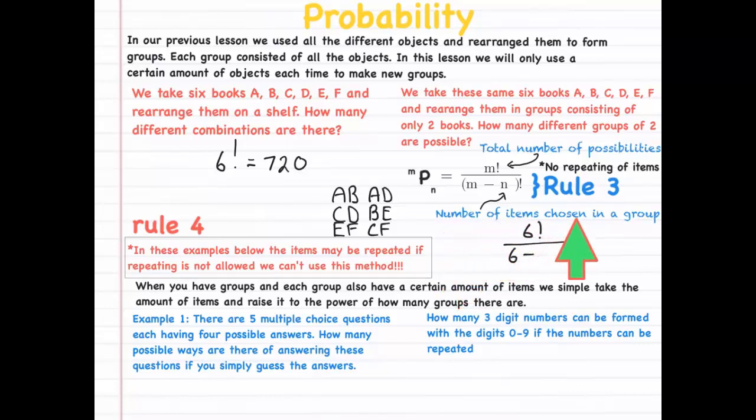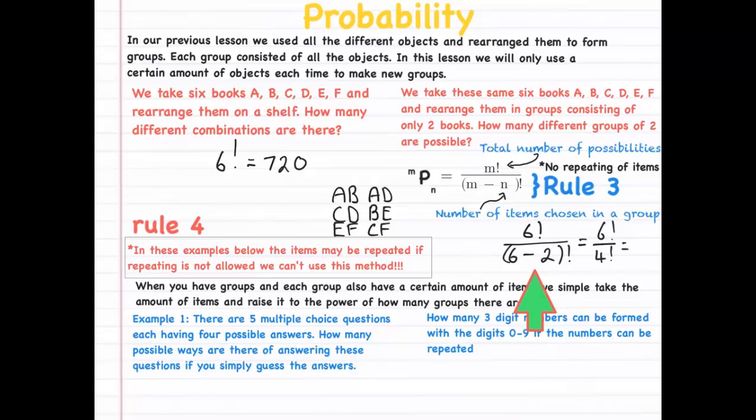number of items chosen in a group. Now, how many items are chosen in a group? 2, right? So 6 minus the 2, because it's 2 books in a group. That's the number of items in a group. We put this in brackets, and then we have the factorial. So this ends up to be 6 factorial divided by 4 factorial.